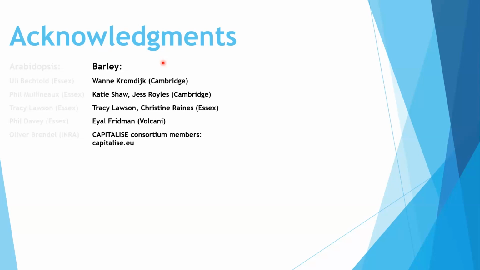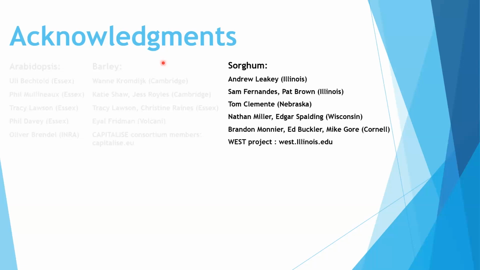Aniel Friedman at the Volcani Institute in Israel provided all the germplasm for that. And the sorghum work I did with my postdoc supervisor in Illinois, Andrew Leakey, and also colleagues there, Pat Brown and Sam Fernandez. Tom Clemente at Nebraska was responsible for generating the transgenic lines that we had. And computer scientists at Wisconsin helped with the stomatal counting, and colleagues at Cornell were involved in the quantitative genetics.